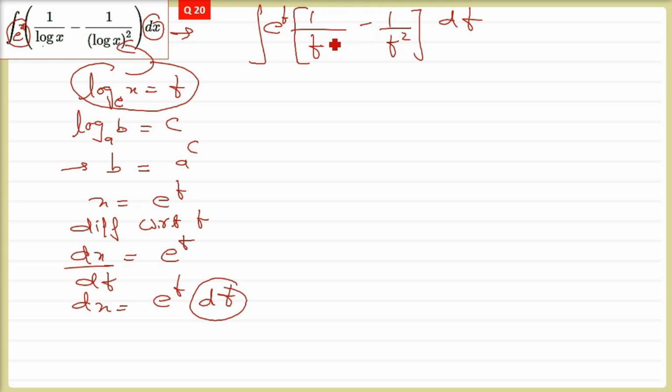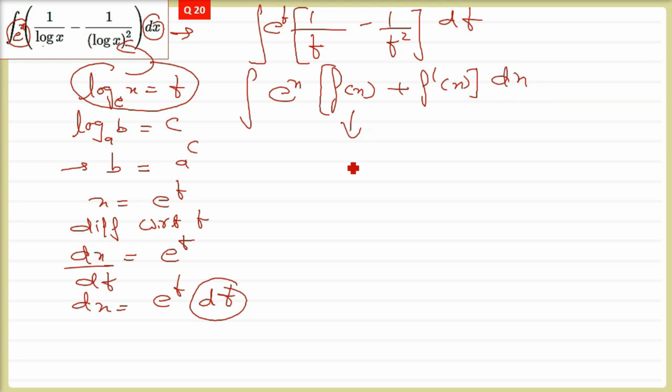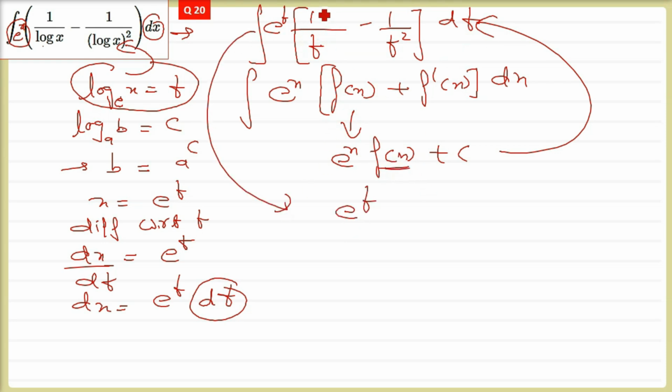Now you see 1 by t has a direct differentiation which gives you negative 1 by t square. The integral of e raised x times f x plus f dash x gives a direct result, e raised x f x plus constant of integration. Here, with t, it is e raised t f t plus constant of integration. So f t is 1 by t, and f dash t is negative 1 by t square. So we have a direct result applying opportunity here. You can write e raised t and f t will be 1 by t.